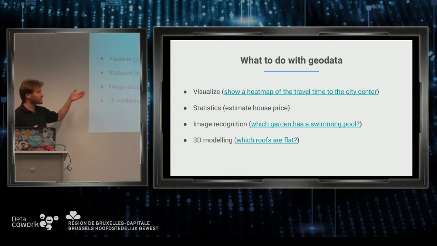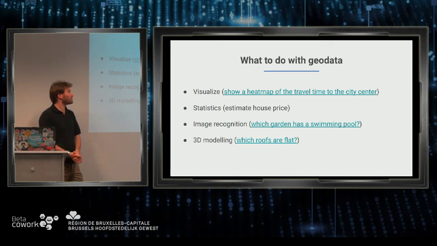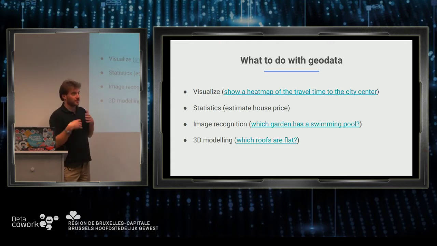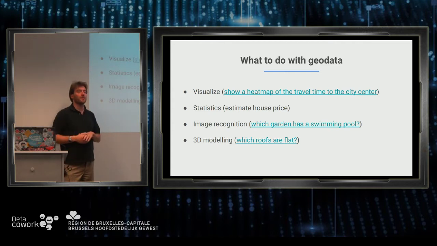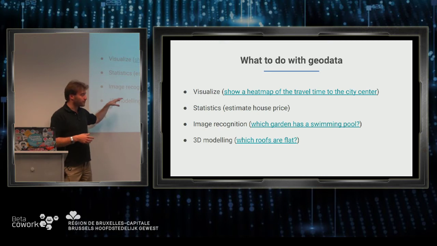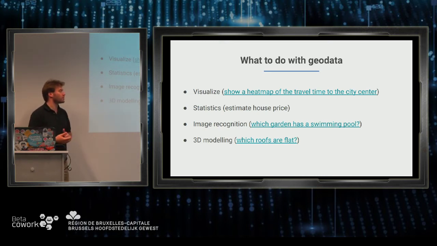We can do statistics, so we can, for example, given any address, try to estimate the price of a house. Try to do image recognition tasks, such as given a parcel, decide in an automated fashion whether there is a swimming pool in this garden or not. And last but not least, you can try to find the shape of buildings, for example, determine which roofs are flat and which are not.